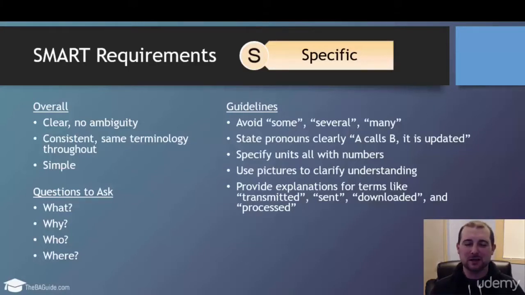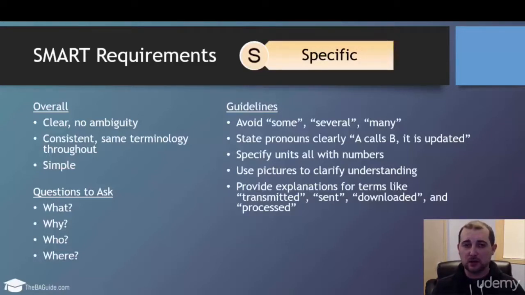So what questions do you ask? The questions are a little general, but what, why, who, and where? You're asking yourself, what is it doing? Why is it doing that? Who is doing it? And where is it happening? If you can ask yourself those questions for every requirement and you could answer that just based on the knowledge you have within that requirement, it's specific. So what are some other guidelines? You want to avoid the words some, several, and many.